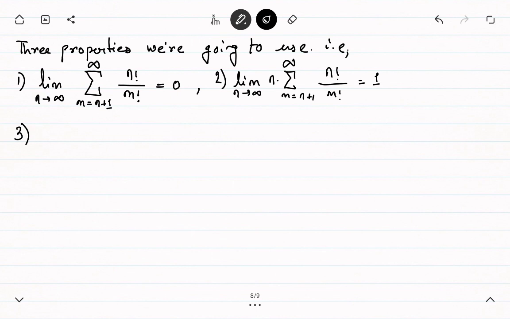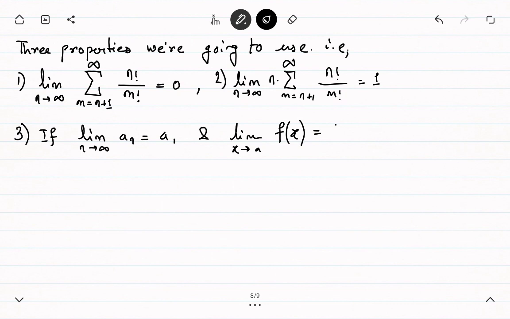that is, if the limit as n approaches infinity of a_n is equal to a, and the limit as x approaches a of the function f(x) is equal to L, then the limit as n approaches infinity of f of a_n is equal to L, right?